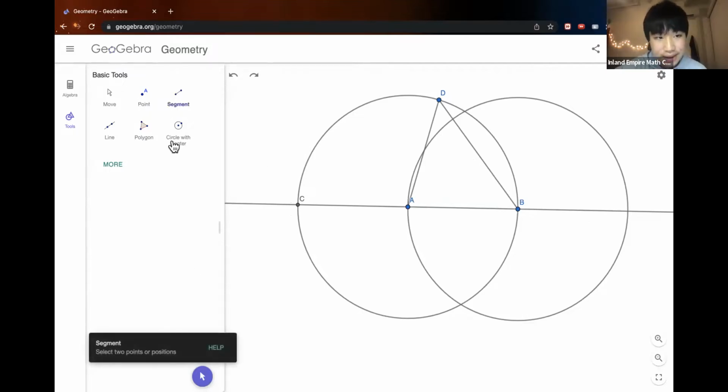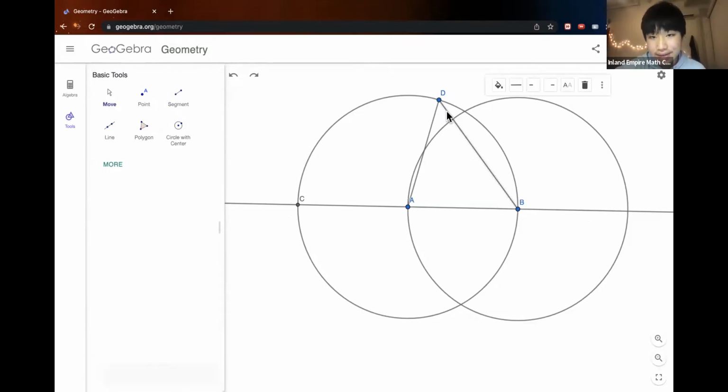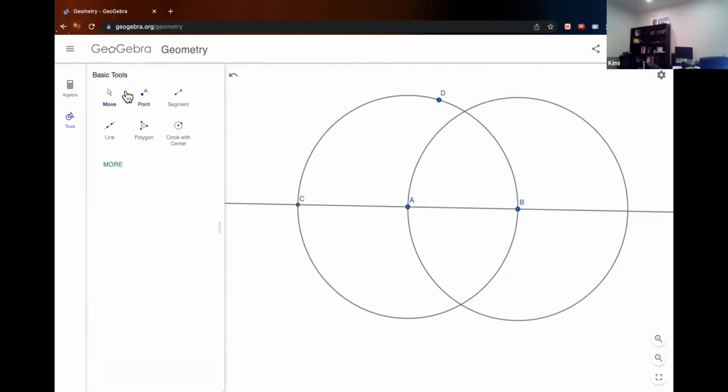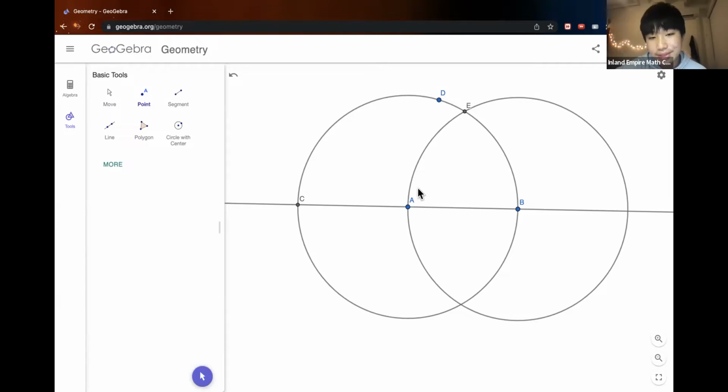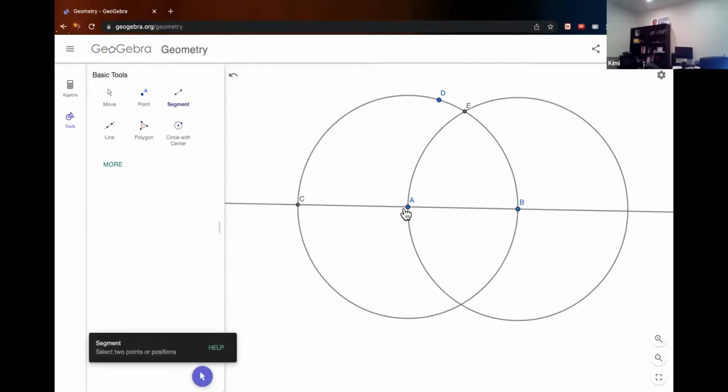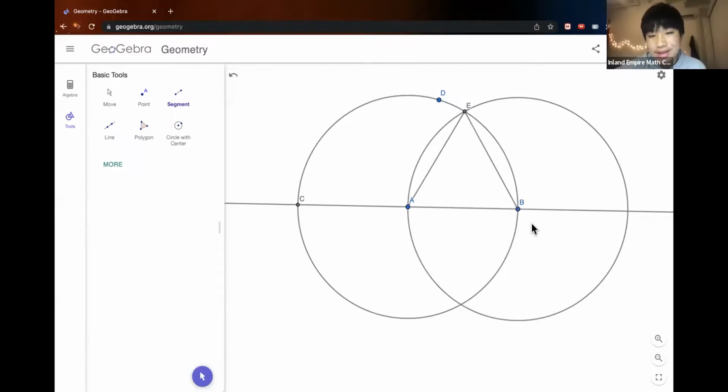So basically, what Kimmy is saying is that if we create a point here on the intersection of these two circles, that means that BE is the same as BA. But we also know that BA is the same as AE, right? Because these circles are the exact same size. Then if we create this triangle right here, we can easily see that EA equals AB, which equals BE. So does that make sense to everyone?